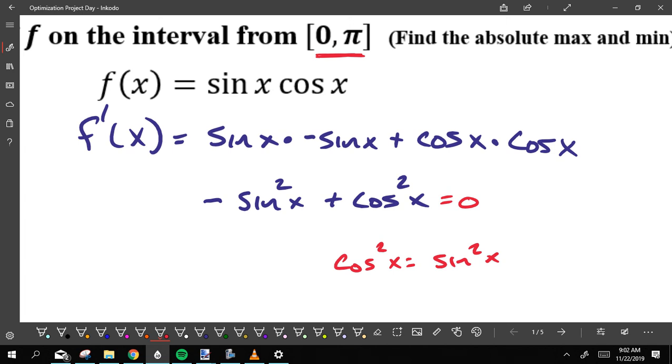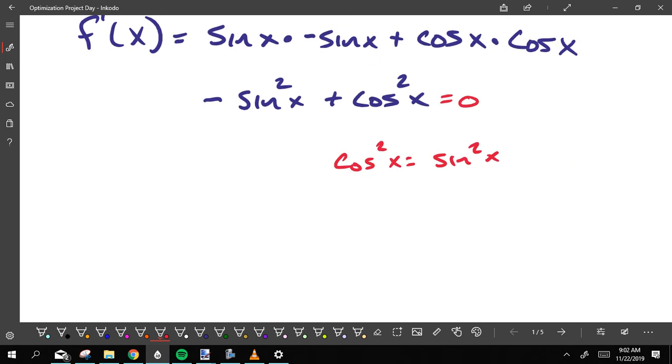We could do some more deep solving here, but I think it's easier just to think of it in terms of that. Where is cosine squared x going to be equal to sine squared x between 0 and pi? Pi over 4 on your unit circle. Right here at pi over 4, because that answer is radical 2 over 2, comma radical 2 over 2. So x equals pi over 4 is an answer to this question, right? And 3 pi over 4.